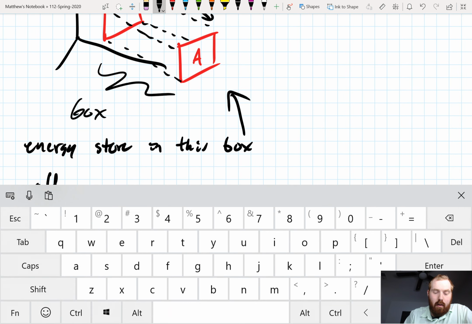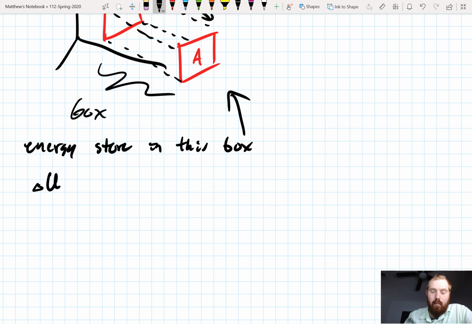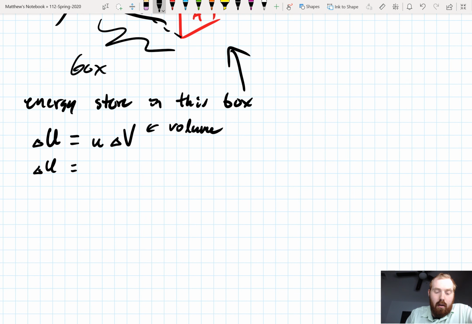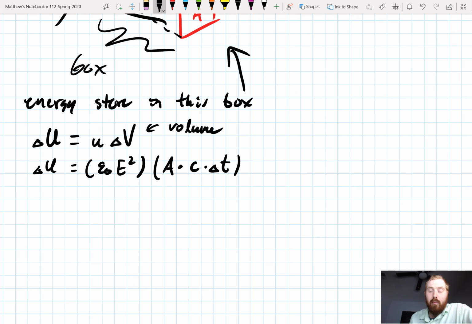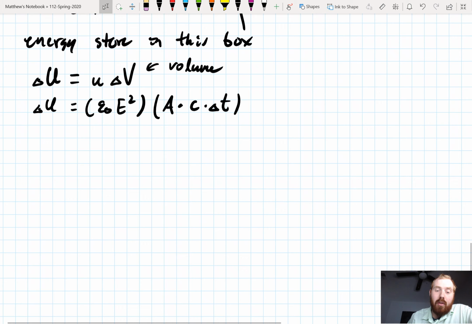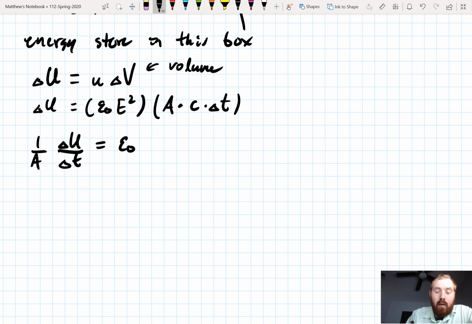Well, we can say, look, there's some delta, capital U. Some total energy is equal to the energy density times the volume. All right, as a reminder, we know what the energy density of light is, so delta U is equal to epsilon naught E squared, times the volume. Whatever that area is, times the speed of light, times how much time has transpired to sweep out that volume. So let's start moving terms to the side. I'm going to divide out by A and delta T. So I now have 1 over A, the change in energy over the change in time is equal to epsilon naught C E squared.